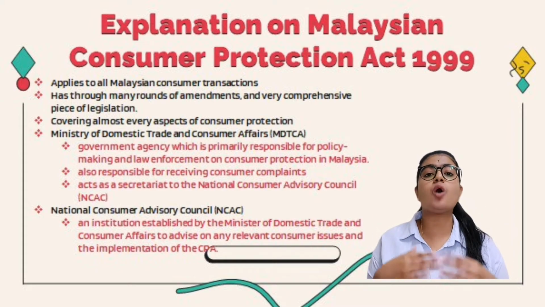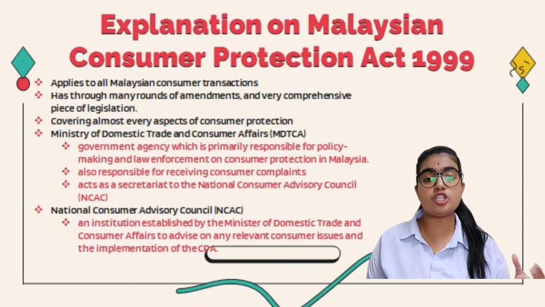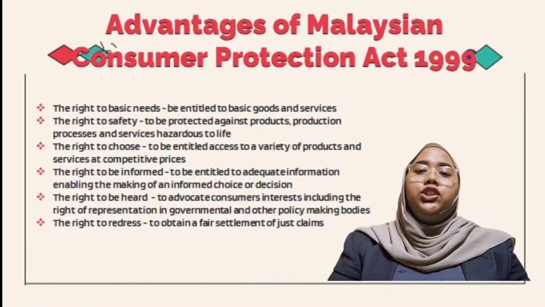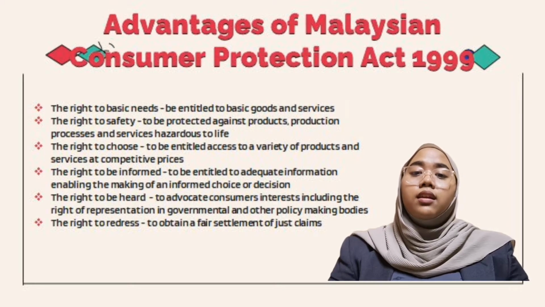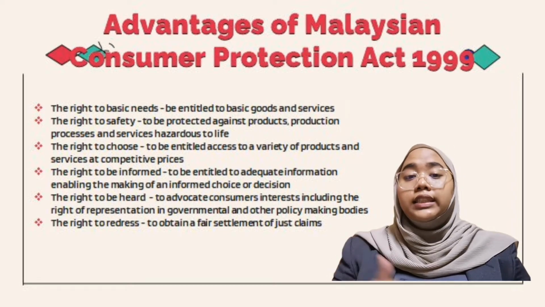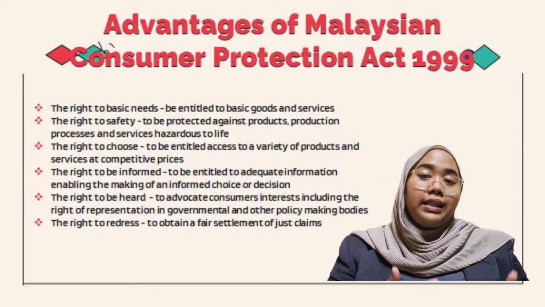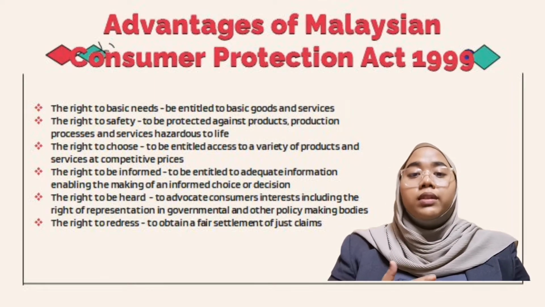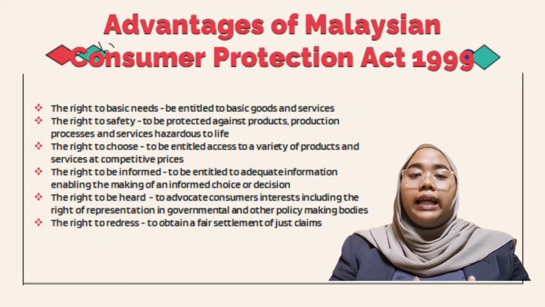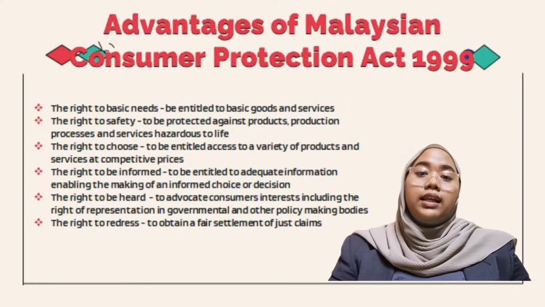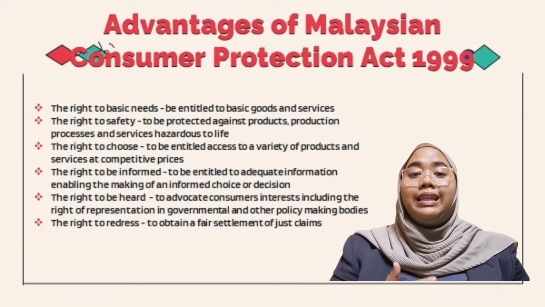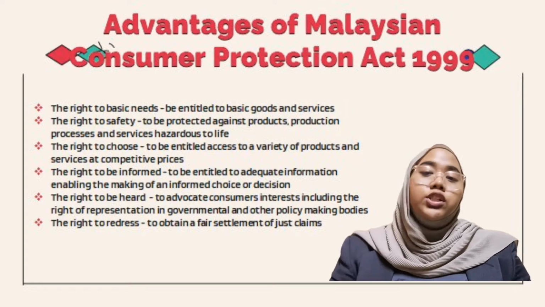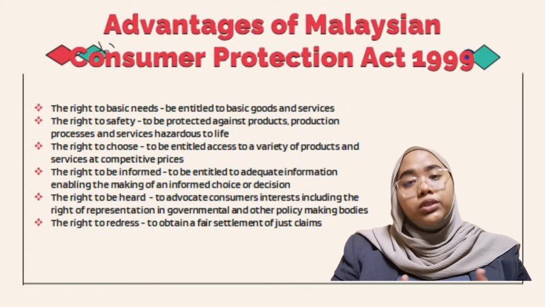So this shows how concerned and how helpful the Consumer Protection Act is for the consumers and the rights of the consumers. The Malaysian Consumer Protection Act 1999 basically protects the following rights of the consumer. The first is the right to basic needs. Consumers will be entitled to basic goods and services. Second is the right to safety. Consumers will be protected against products, production processes, and services hazardous to life. Next is the right to choose. Consumers will be entitled to access a variety of products and services at competitive prices, which means consumers get to choose and compare the products before proceeding to purchase.